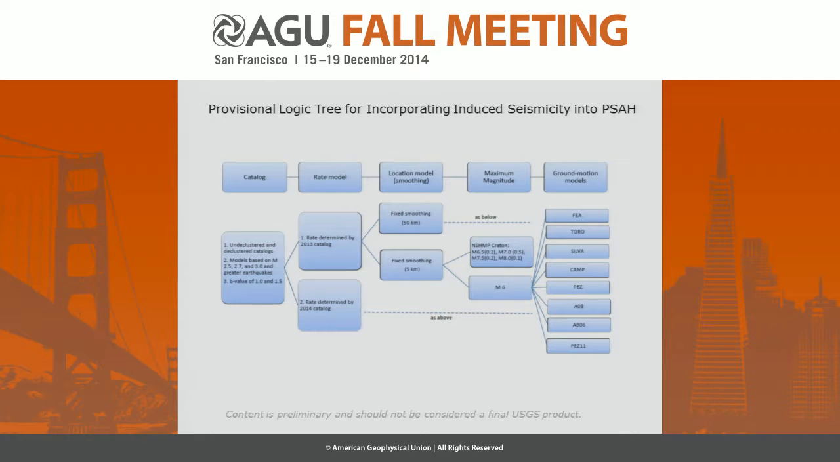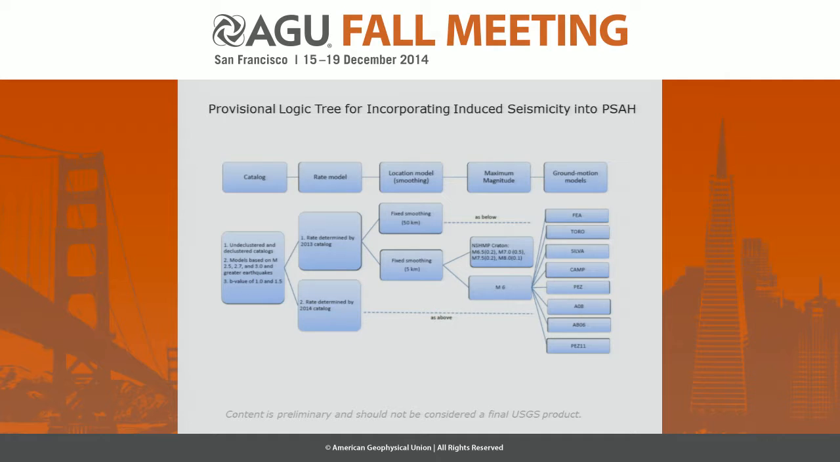So I'm going to show you an example of this work in progress. These are not final maps by any stretch of the imagination, but we're going to look at what happens as we go through these logic trees by first taking the undeclustered catalog. And I think Andrea should have convinced you that this is important to do because these sequences typically produce many earthquakes, and collapsing all of those earthquakes to one does not really reflect the ground motions that will occur.